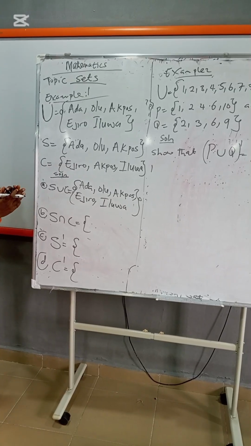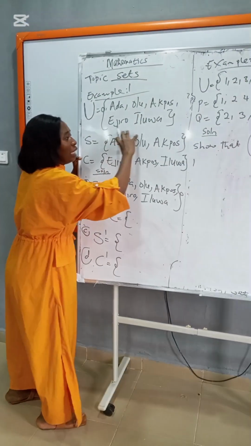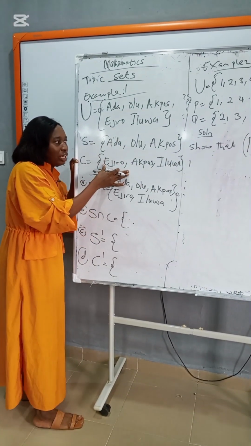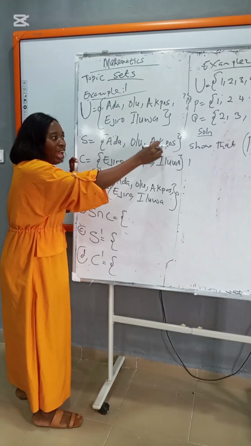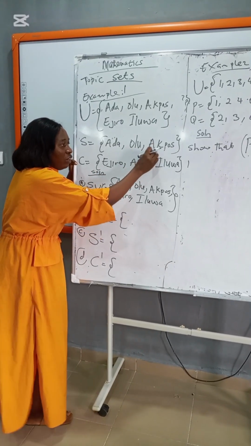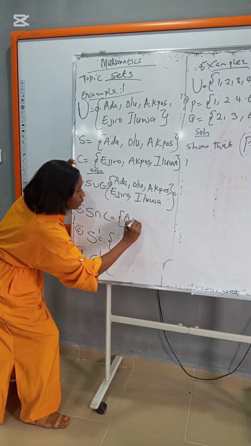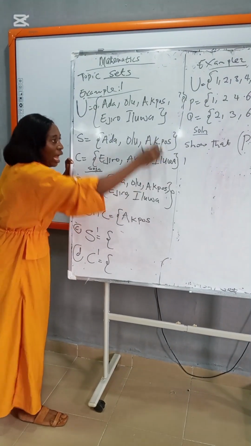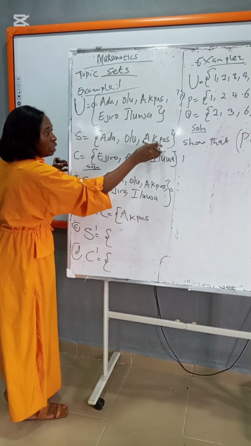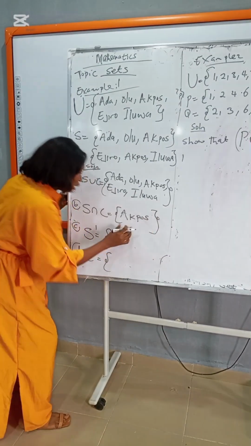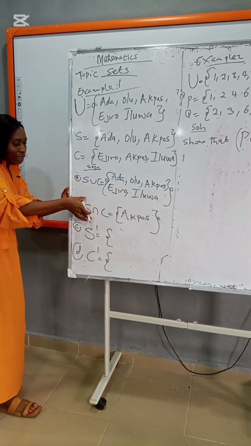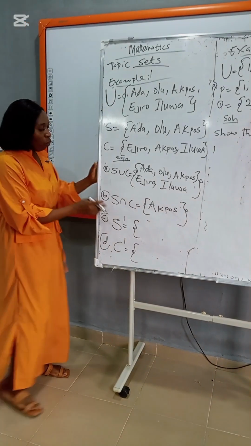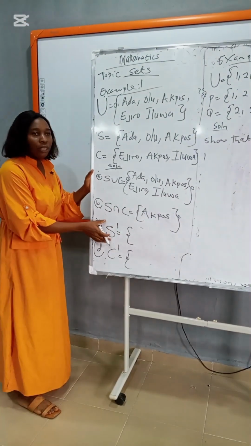Now, let's go for intersection. Intersection means the element that you can see here and is also repeated here. You see, we have Ada here, we don't have it here. We have Olu here, we don't have it here. But I have Apos here and Apos here. So the first intersection is what? Apos. Now, I have Ejiro, I don't have Ejiro here. I have Inuwa, I don't have Inuwa here. So the intersection is what? Apos. This is called the intersection of set S and set C. So now, what about this? We call it what? Complement.